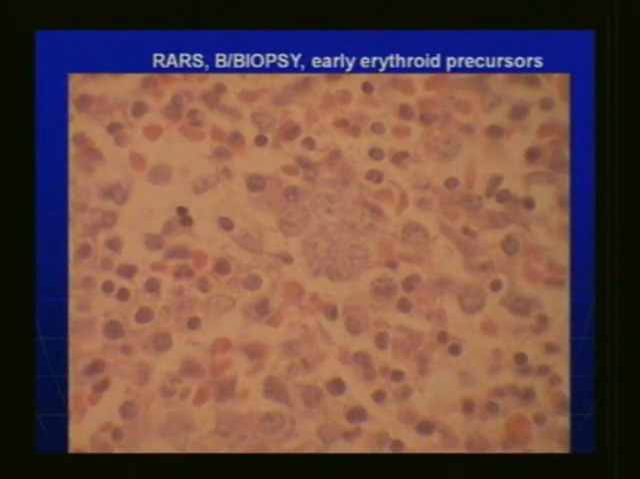This is then the biopsy of the same patient. You can see again there is erythroid hyperplasia, and in the center what you are seeing are the erythroid precursors. They have really open chromatin. They are the erythroblast cells. So of course you will see that in situations where there is erythroid hyperplasia.